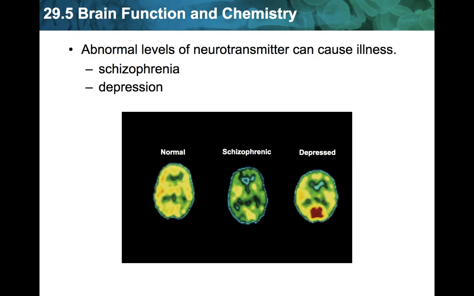Abnormal levels of neurotransmitters can cause illness, something like schizophrenia, depression. Those are all because of abnormal levels of neurotransmitters. So this is what a normal scan looks like. This is what a schizophrenic scan looks like. And this is a picture of a depressed brain. And this isn't something to take lightly. These are all serious cases of imbalances.